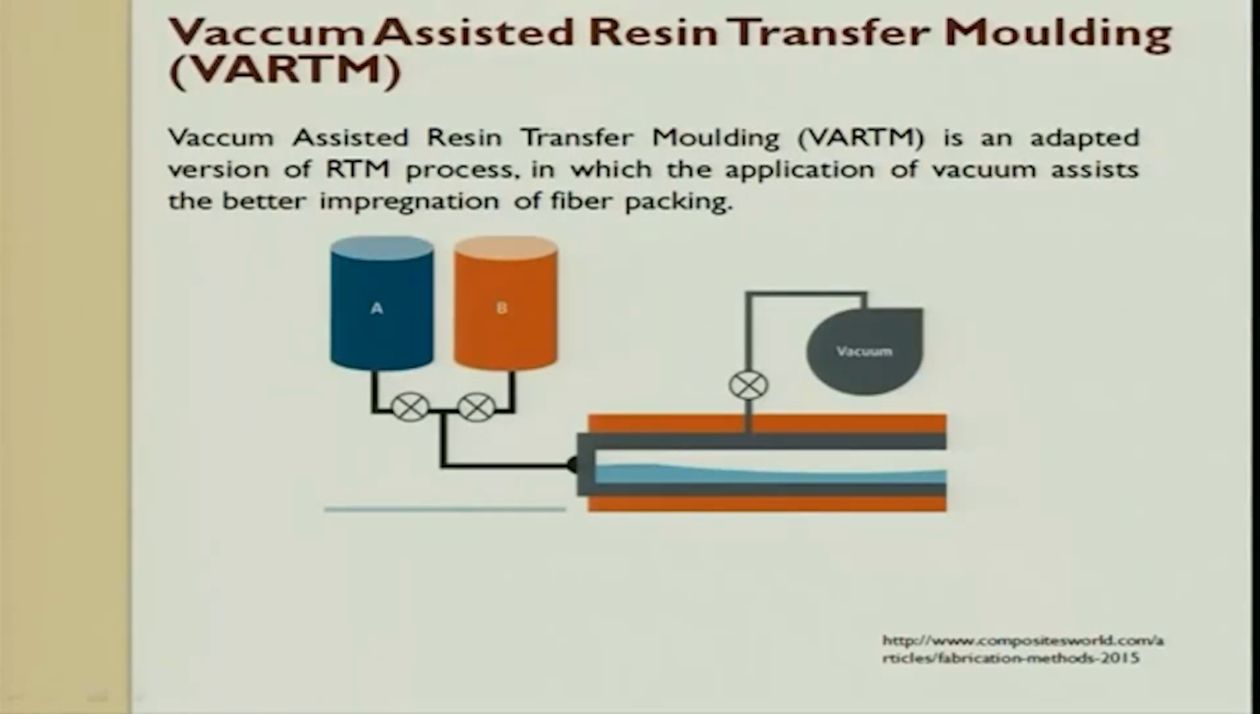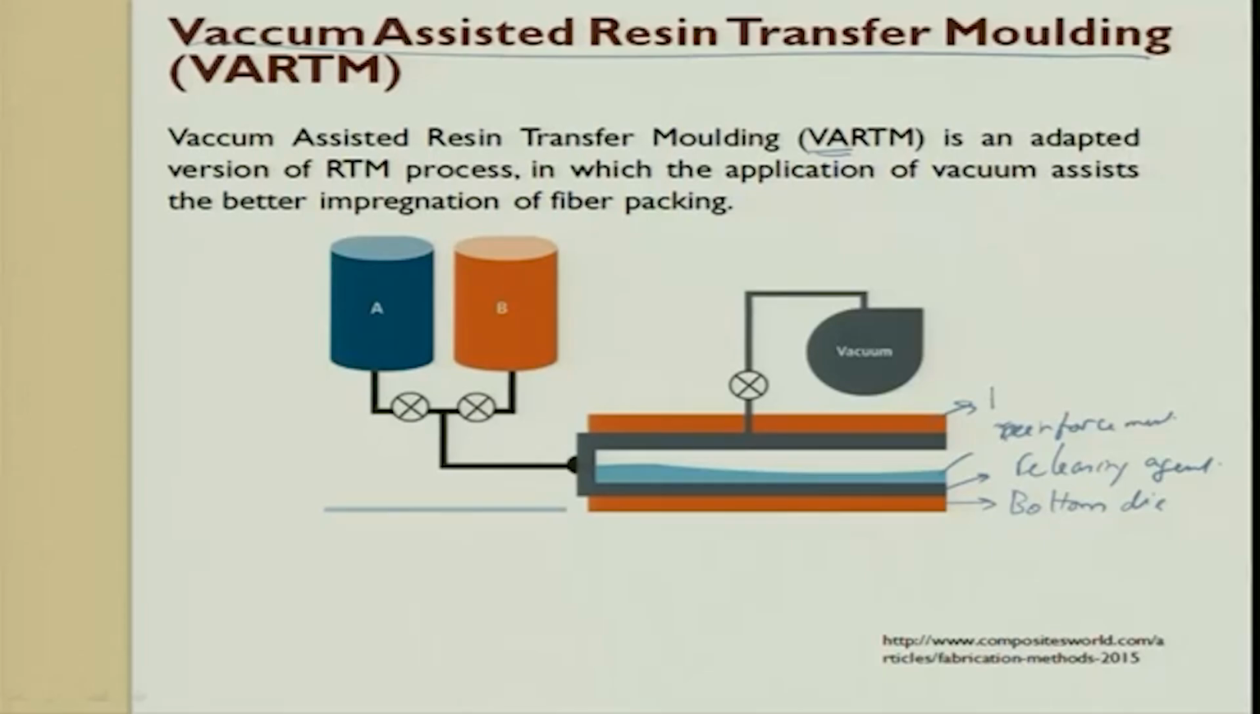The last part of discussion is vacuum assisted resin transfer molding. In vacuum assisted resin transfer molding, the vacuum component is adopted. Here we put something like a bag on top. You have a bottom die, and then you put a releasing agent, whatever it is, and then a reinforcement.